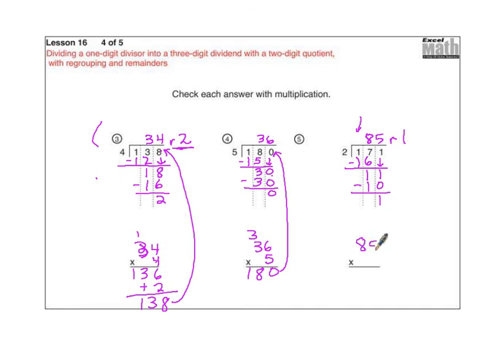And now I'm going to check it by doing 85 times 2. 5 times 2 is 10. 8 times 2 is 16 plus 1 is 17. Wait, that says 171, that says 170. Do you remember why? What can we do to make sure these match up? Well, we have a remainder of 1. So 170 plus 1 is 171.